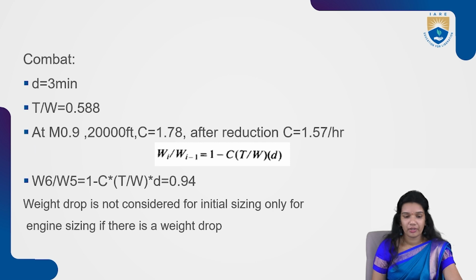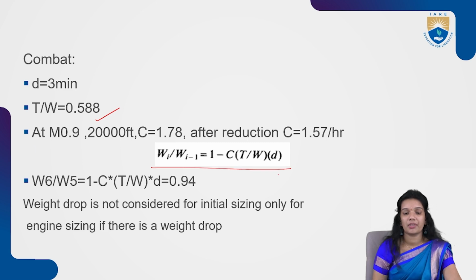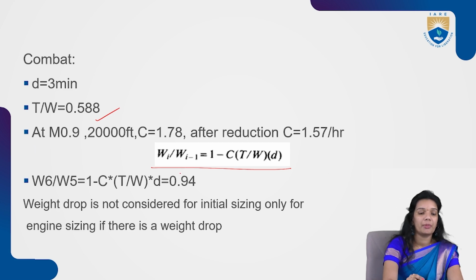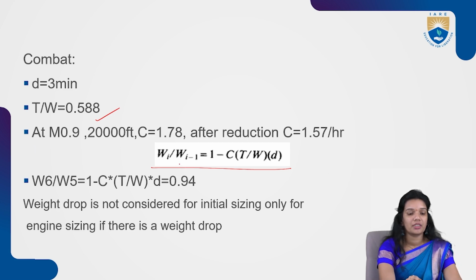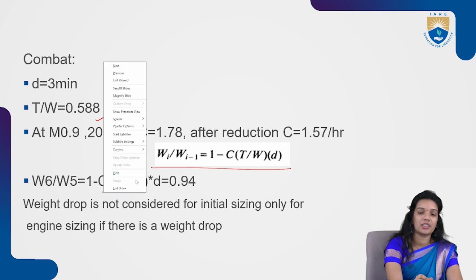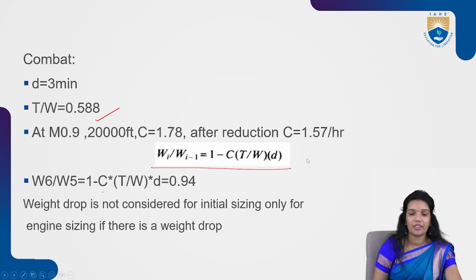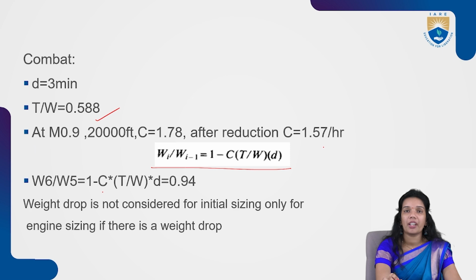Right. So for combat we have a different formula, right? So combat duration is going to be 3 minutes, right? Then thrust to weight ratio is 0.588. Then the formula is Wi by Wi minus 1 equal to 1 minus specific fuel consumption into thrust to weight ratio into the duration, right? So here my segment fraction is 6 to 5. So W6 by W5 is equal to 1 minus specific fuel consumption. Specific fuel consumption after reduction is going to be 1.57 per hour.